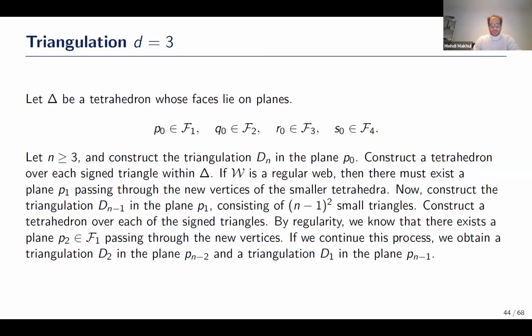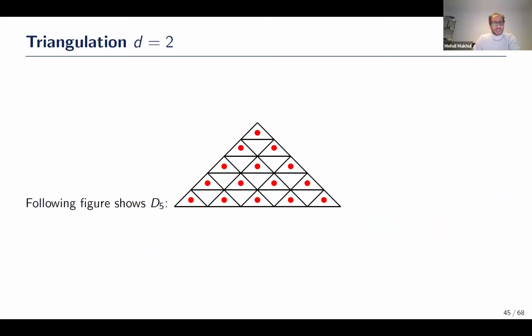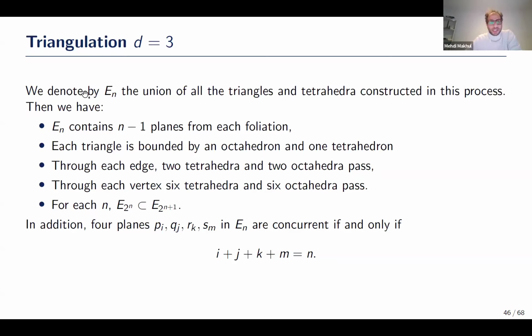So I take the union of these figures. I call this En. So En has some properties. For example, En contains n-1 planes from each foliation, and each triangle is bounded by an octahedron and tetrahedron. The most important property for me is the last one, that 4 planes in this configuration are concurrent if and only if the sum of indices is n. And this is something I need later to prove the main result.